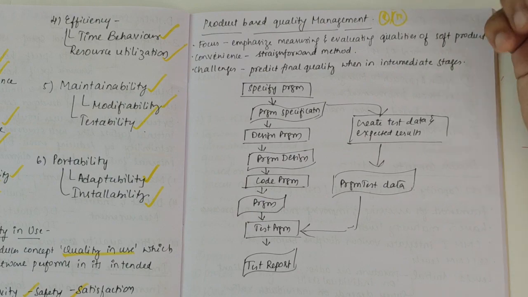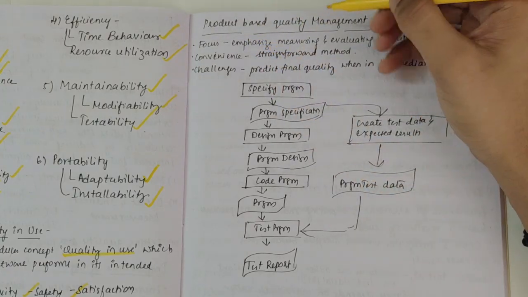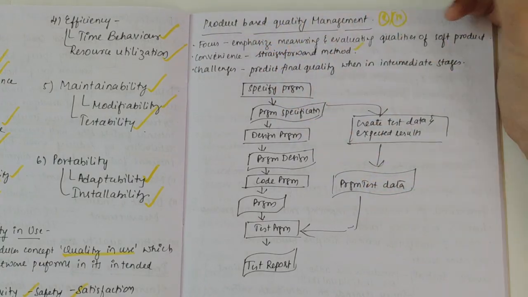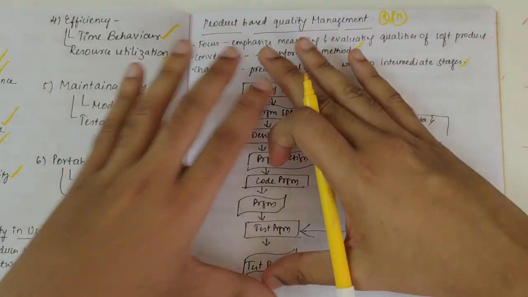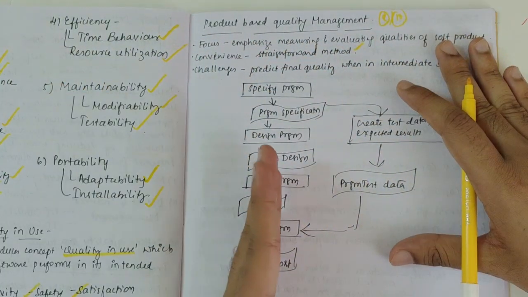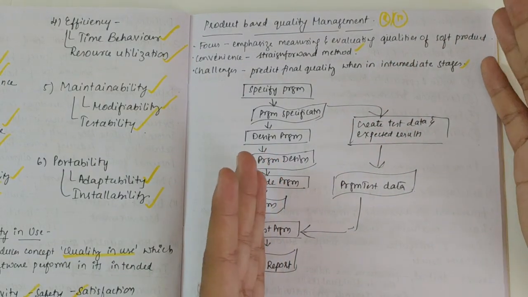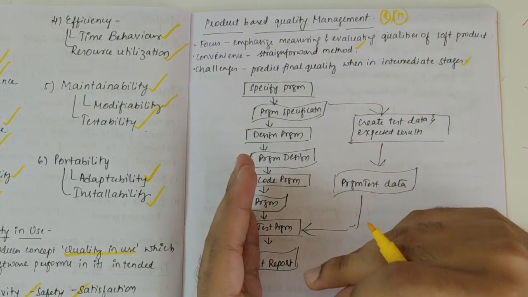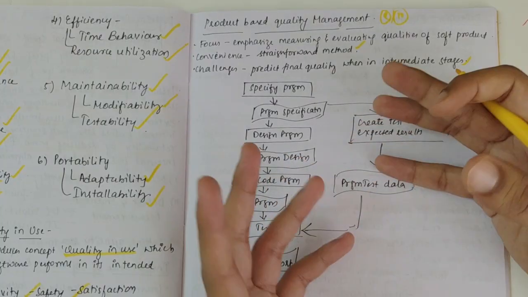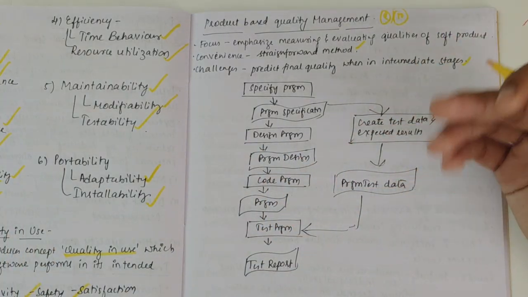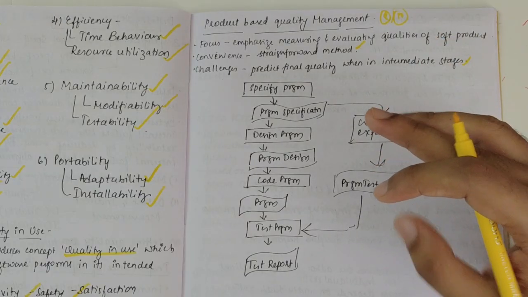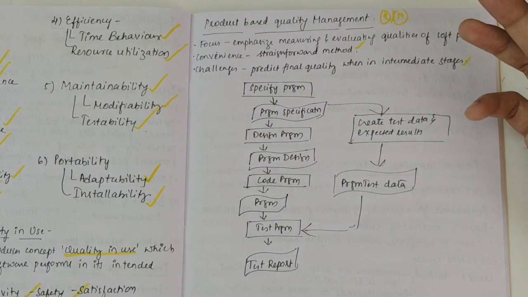Here the focus is to emphasize measuring and evaluating qualities of the software product. The convenience is that it is a straightforward method, and the challenge is predicting final quality at intermediate stages. In order to develop a particular software, say I am in the third stage of 10 stages. If I have to predict the quality in the third stage, it becomes difficult, right? Because I have not developed the product entirely. That is one of the challenges we face in product-based quality management.